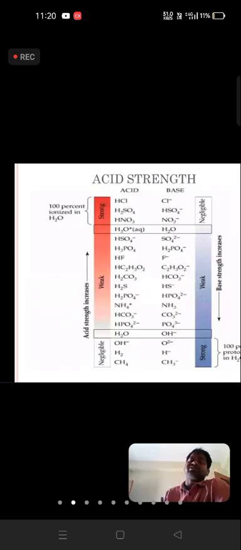For example, HCl is a strong acid as it dissociates completely within the aqueous solution, but its conjugate base, that is the Cl minus, is a weak conjugate base. But in case of methane, methane is a weak acidic substance and its conjugate base CH3 minus is a strong conjugate base. So in this slide, one can easily predict the strength of an acid as well as its conjugate base.